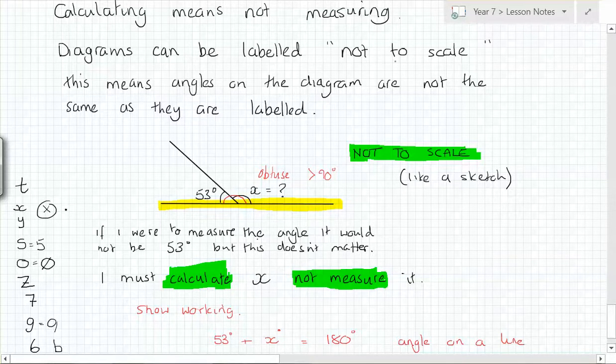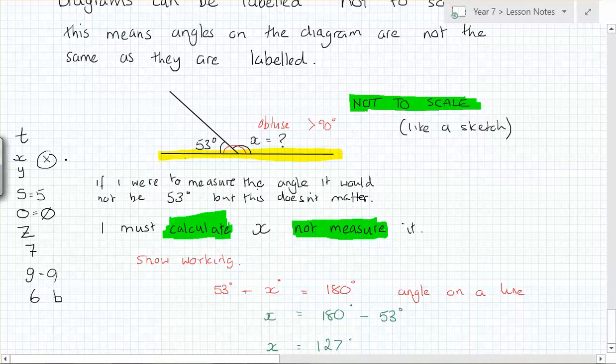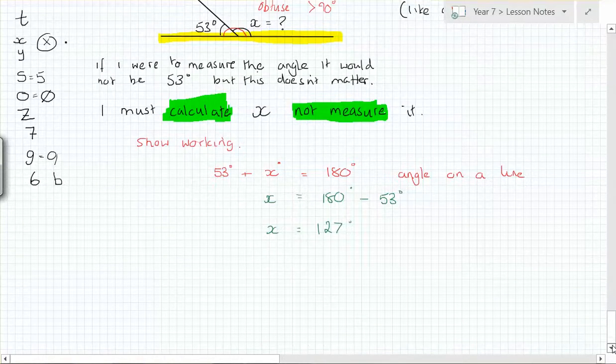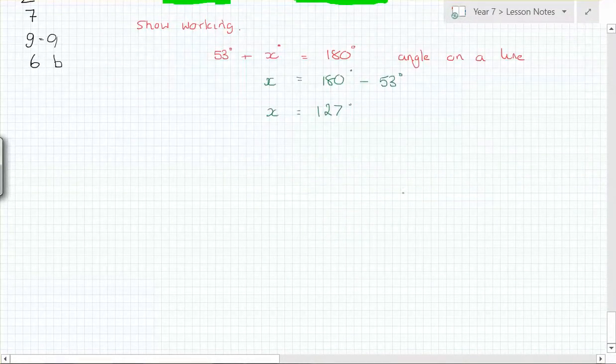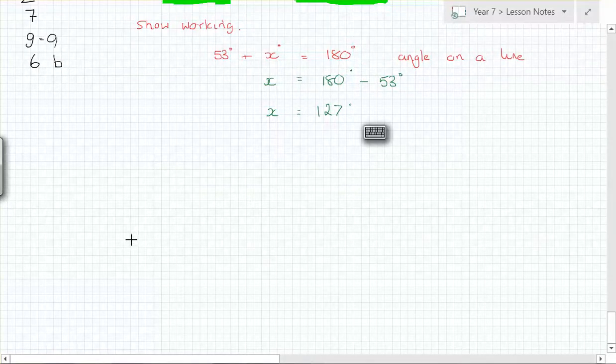Again. Not to scale means we can't measure because although I've written 53 degrees, if I measured it, it wouldn't be 53 degrees, so that means X. So I need more information. So the information I need is that if I've got two angles on a straight line, you told me that adds up to 180 degrees, so I use that to work it out. So if I give you another question, right? So another straight line, so that tells you.